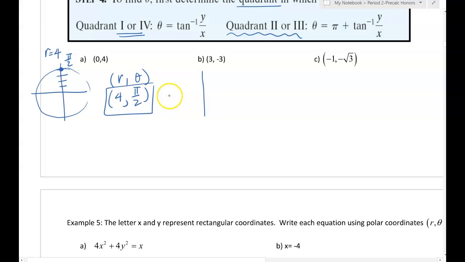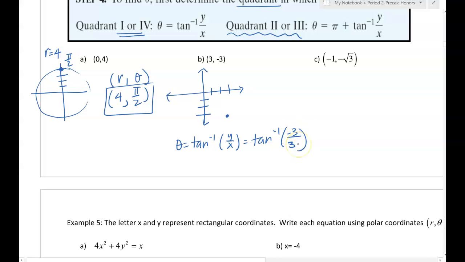Then let's sketch this out. You have an x value of 3, 1, 2, 3, and a y value of negative 3, 1, 2, 3. My sketch tells me I'm in quadrant number 4. In quadrant 4, as you already know, I'm going to use tangent inverse. So theta equals tangent inverse of y divided by x. Y is negative 3 and x is 3, so that's tangent inverse of negative 1. That's cool, because that's negative pi over 4. Okay, so I got my theta.